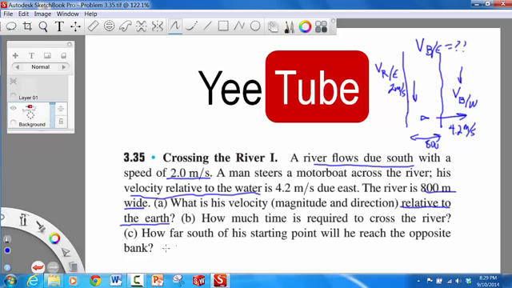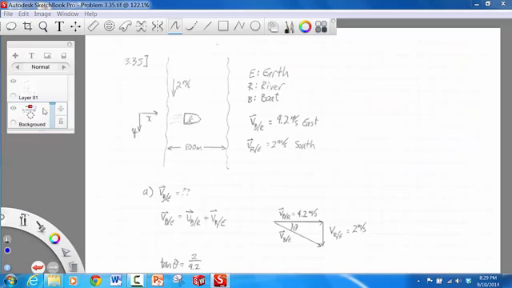How much time is required to cross the river? How far south is the starting point? So let's go through this and see what we can find out. So here was my solution. What I first started out with is I started out here. Oops, where's my stuff? Ah, there it is. Sorry, my bad. Here we go.